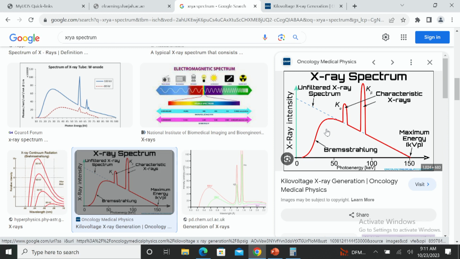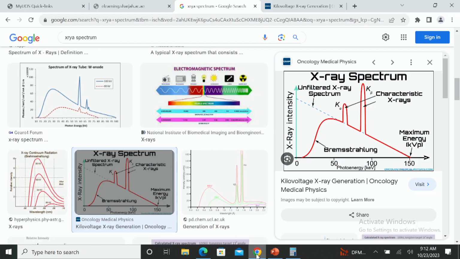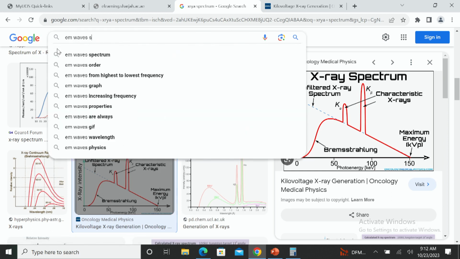Okay. Last, if we go here, last is the EM waves. Now for the EM waves, this is the last thing for your midterm, EM waves. Now again, since I have the laptop here, if we go here and say EM waves, EM spectrum, electromagnetic spectrum.